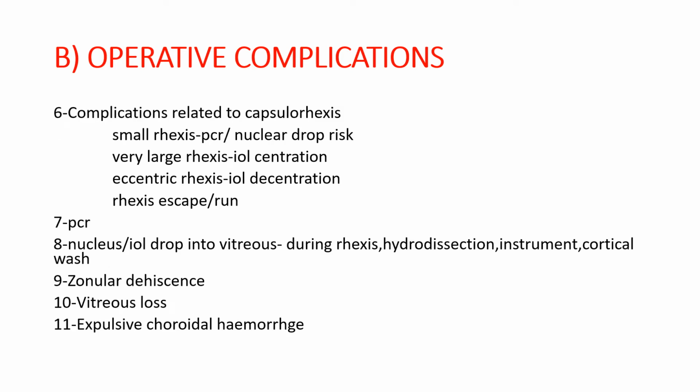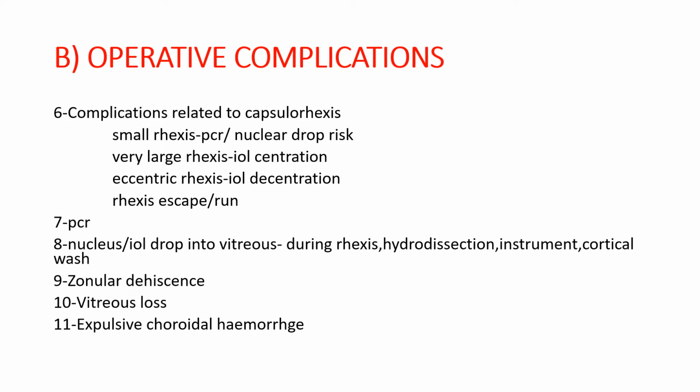Sixth one is the complications related to capsular rhexis. Small rhexis predisposes to PCR, which is a posterior capsular rent and is a dreaded complication followed by nucleus drop. Second one is a very large rhexis. If the rhexis is a large one, then putting the IOL in the bag would be a problem. Third one is the eccentric rhexis, which may cause IOL decentration later on.